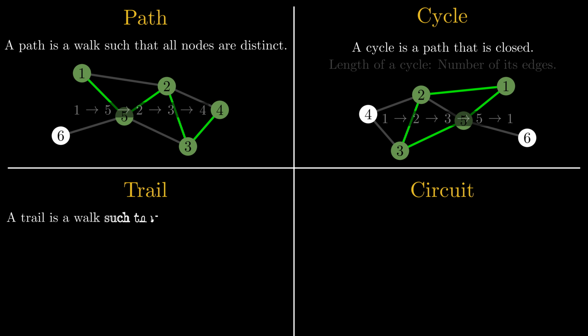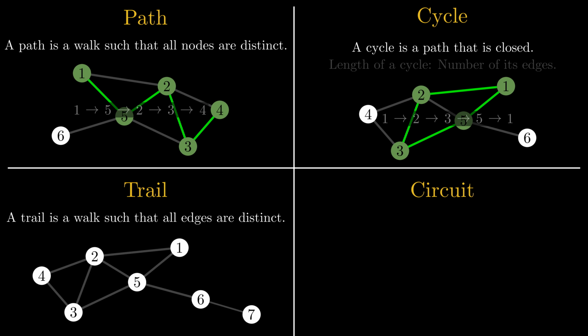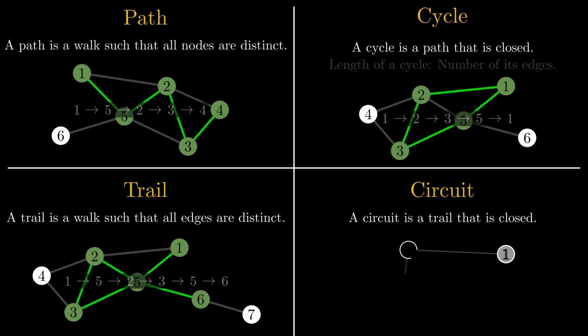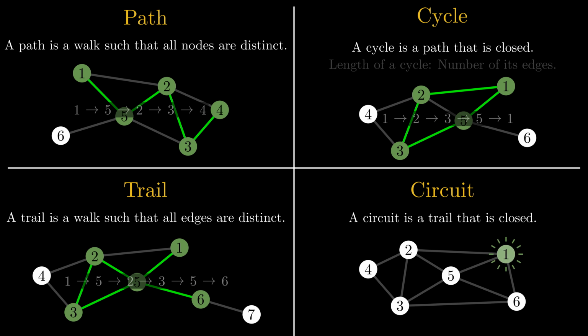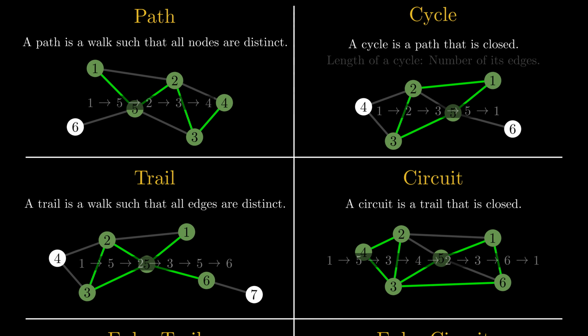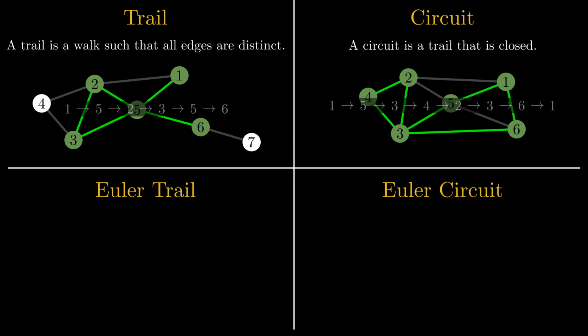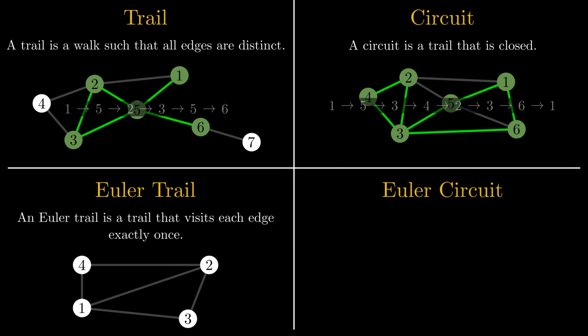A trail is a walk such that all used edges are distinct. Furthermore, it can visit nodes more than once. A circuit, not to be confused with a cycle, important, is a closed trail. And now the point where many people get confused. An Euler trail is a trail that visits each edge in the corresponding graph exactly once. While such a trail is often referred to as an Euler path, it basically isn't a path because it can visit nodes more than once.